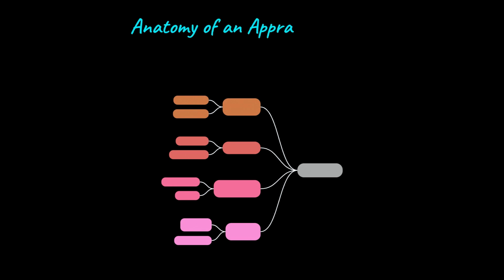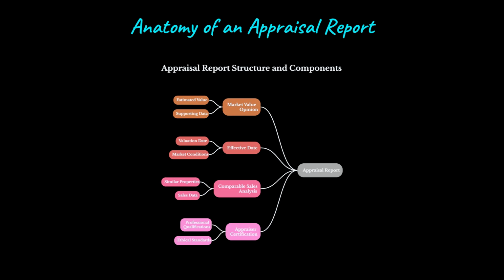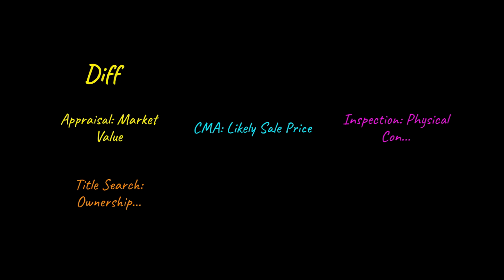in time. Picture the appraisal report itself. It states a market value opinion, ties that opinion to an effective date, backs it with comparable sales analysis, and closes with the appraiser's certification of independence. Every one of these elements exists so the lender can trust the number.